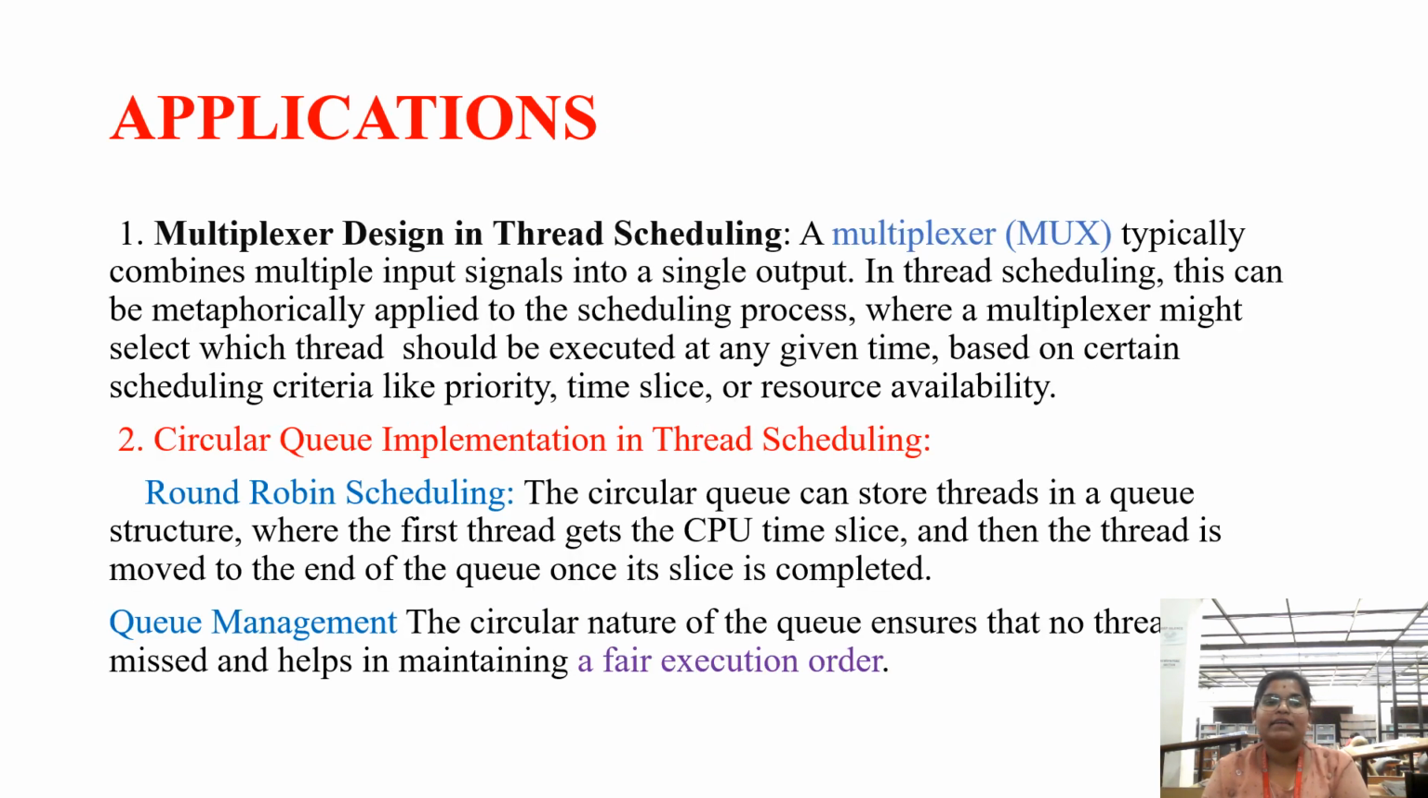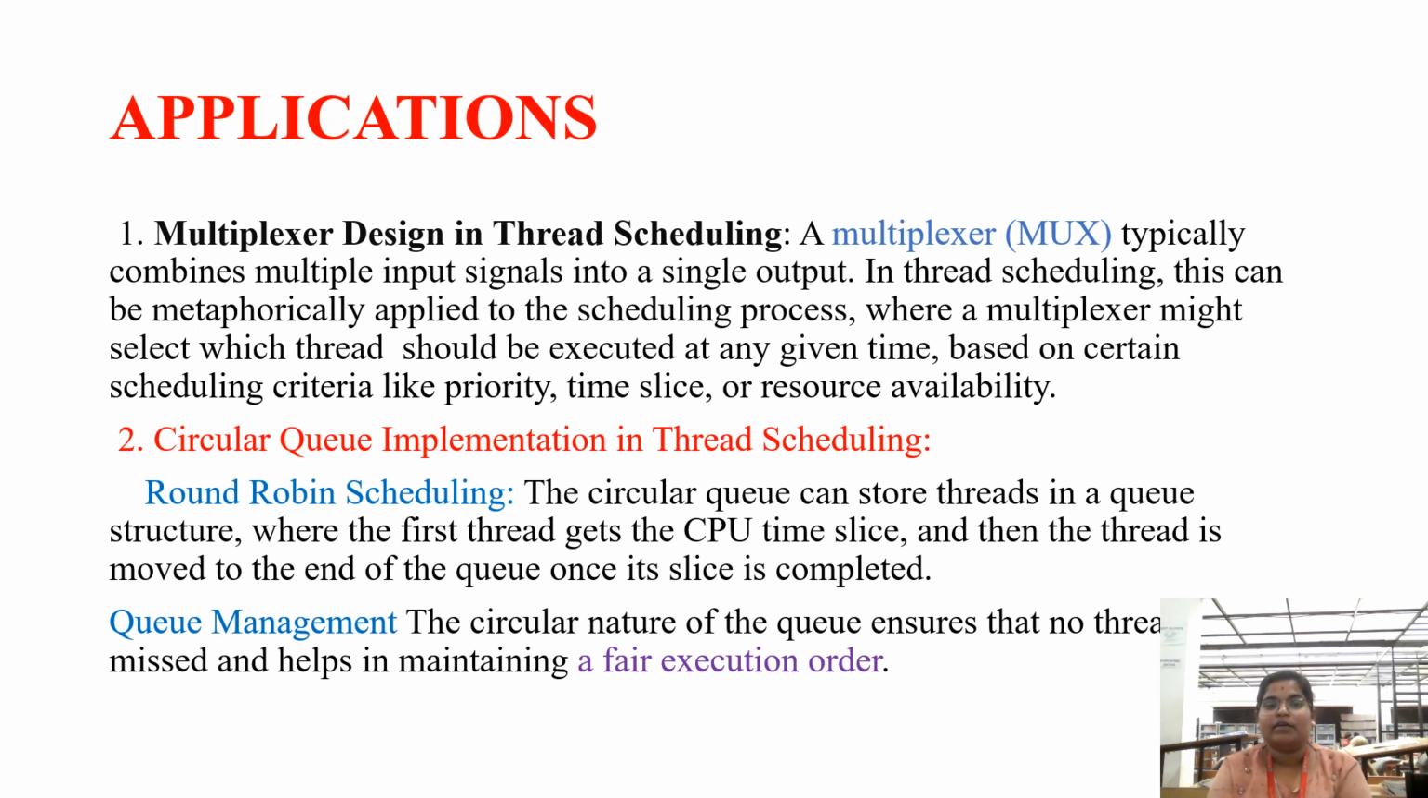Applications. Multiplexer design in thread scheduling. A multiplexer typically combines multiple input signals into a single output. In thread scheduling, this can be metaphorically applied to the scheduling process, where a multiplexer might select which thread should be executed at any given time based on certain scheduling criteria, like priority, time slice, or resource availability. Circular queue implementation in thread scheduling.